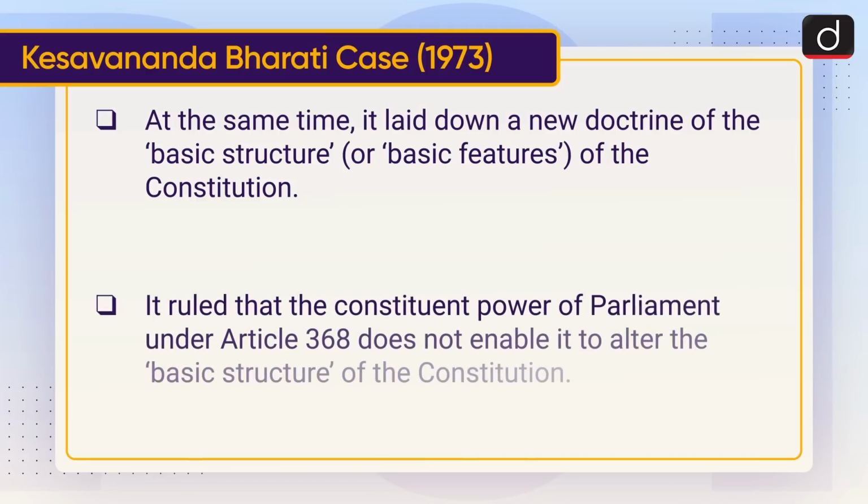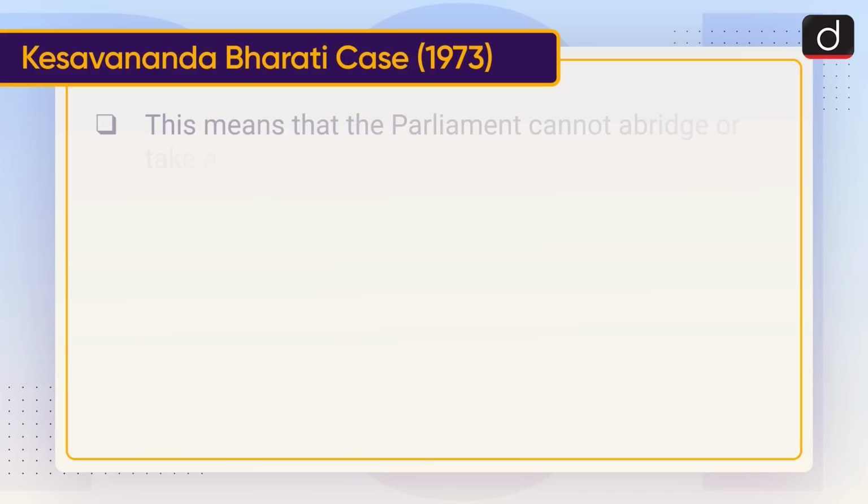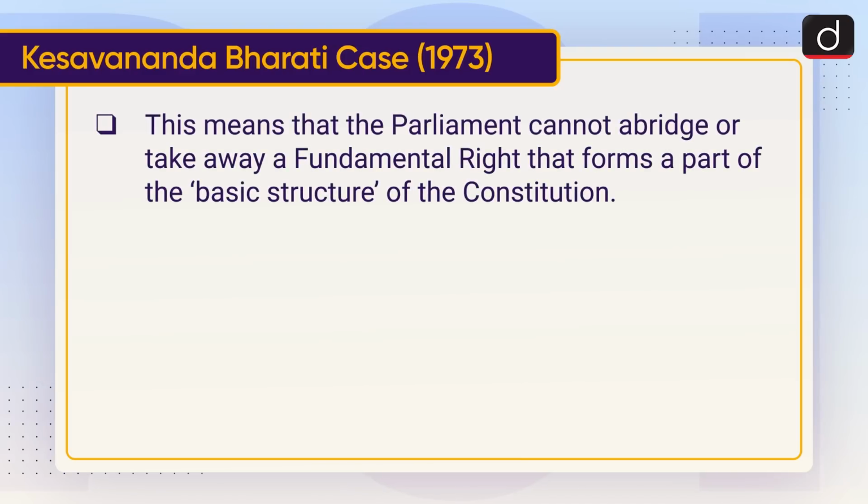It ruled that the constituent power of Parliament under Article 368 does not enable it to alter the basic structure of the Constitution. This means that the Parliament cannot abridge or take away a fundamental right that forms a part of the basic structure of the Constitution.